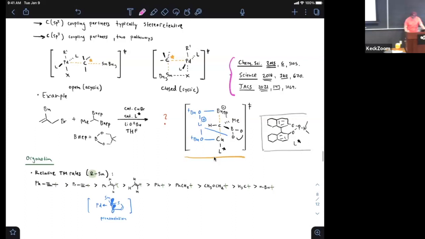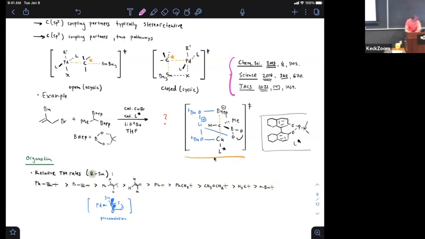The closed form is to me somewhat intuitive from what we've covered so far. The open form, I honestly always struggle to understand what orbitals are involved in this process. I've talked to people who are some of the thought leaders in this area and still am confused about this. But in any case, if it's helpful to you, you can think of this as being somewhat analogous to an SN2 type process, or that SN2 type oxidative addition process that we talked about. And if that is not helpful to you, then you can ignore that.